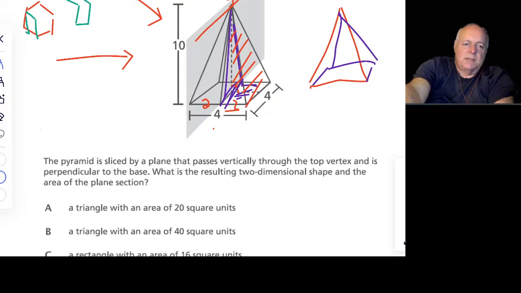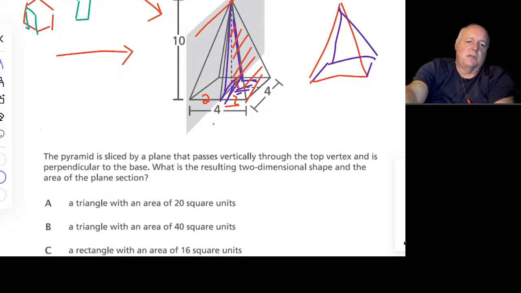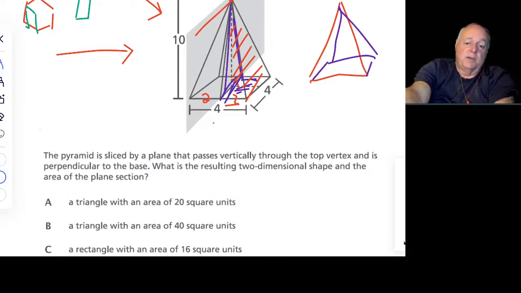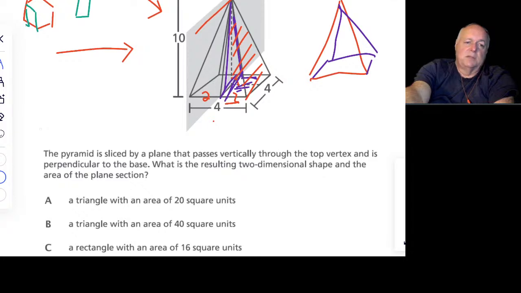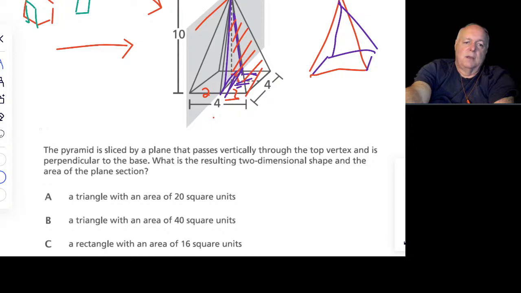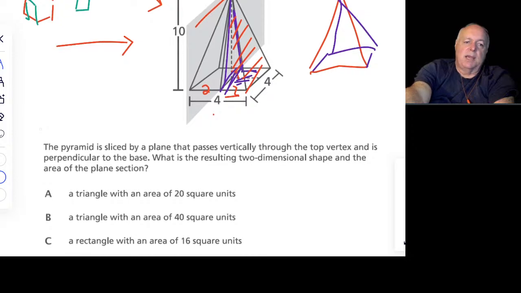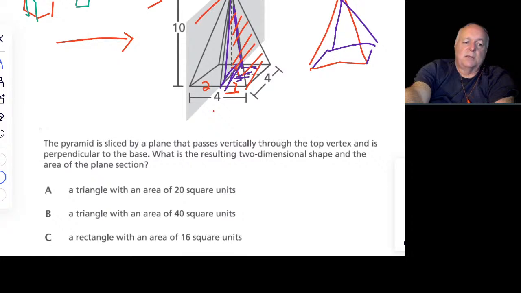Okay, so the pyramid is sliced by a plane, so that's the gray thing, that passes vertically through the top vertex. So that's where all the points meet at the top, the vertex, and is perpendicular to the base. So it's at right angles to the base. So that's some of what I talked about already. What is the resulting two-dimensional shape and the area of the plane section?